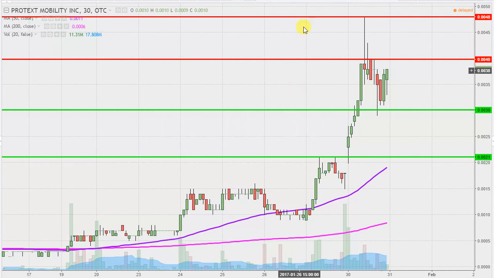All in all, though, very, very healthy day. And as long as the price keeps on putting in these higher lows like it's been doing over the past couple of weeks, the chart's going to continue to take care of itself.